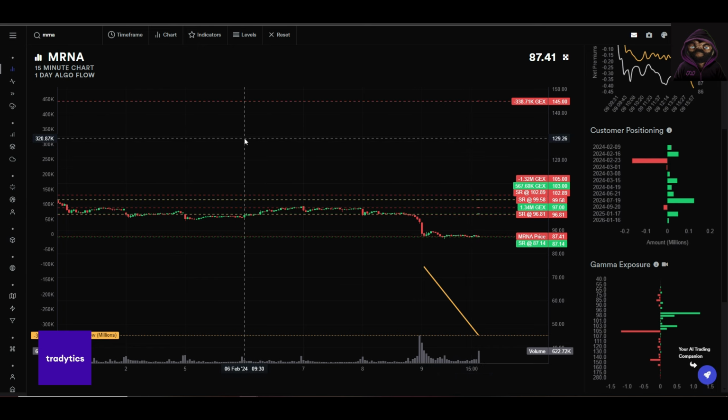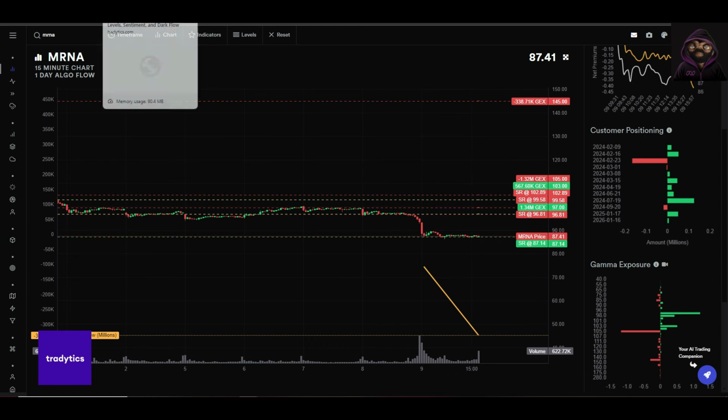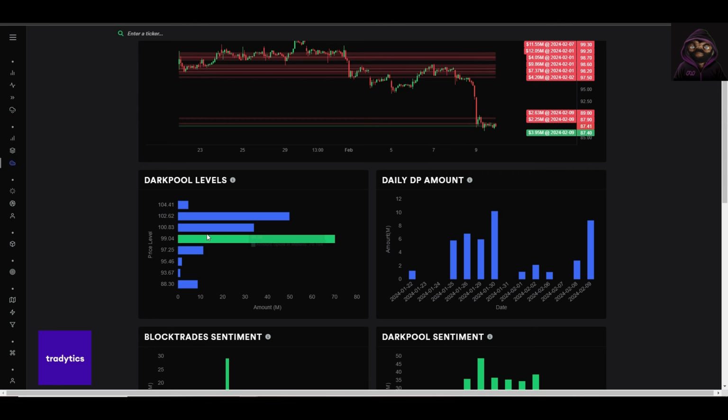And so for Moderna, pretty simple, looking for a hold or a bounce. Let's take a look at its dark pool real quick. As you can see, right around 100, which is what I said my first target would be, is the largest aggregate dark pool level.